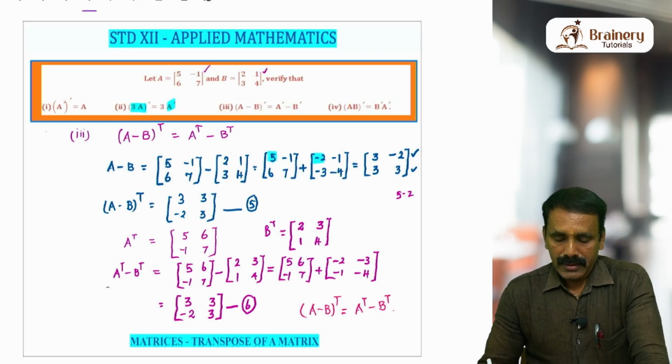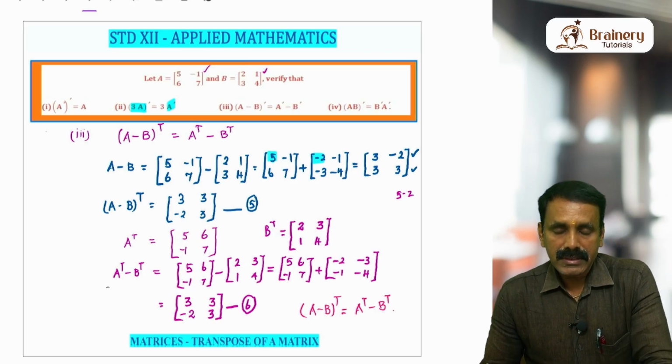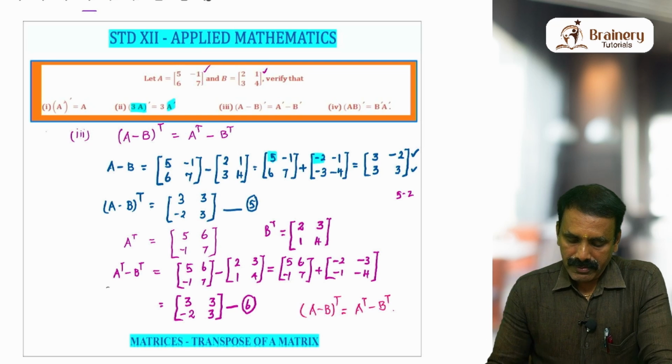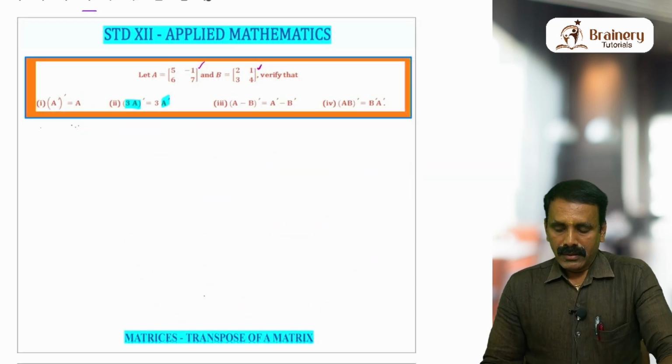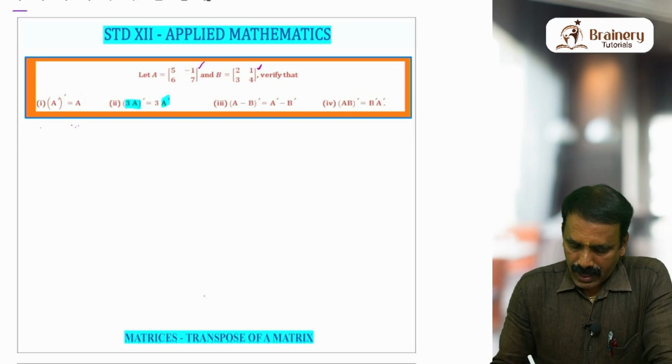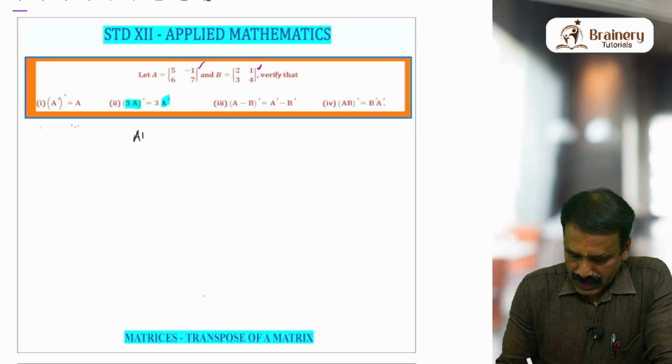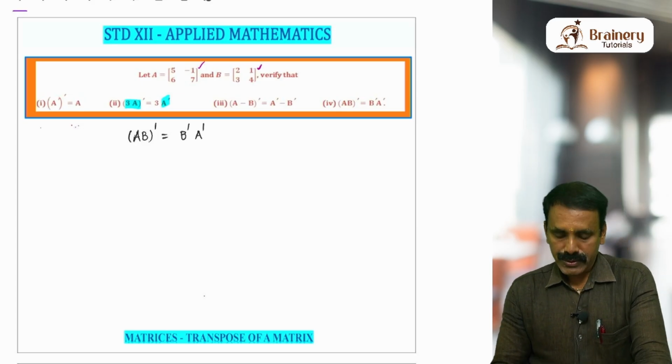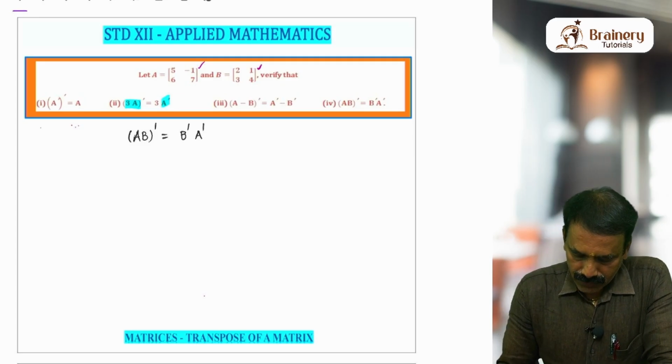Okay. Now we shall prove the fourth subdivision. Now we will prove that AB whole transpose is equal to B transpose multiplied with A transpose. Okay. So this is the fourth subdivision.